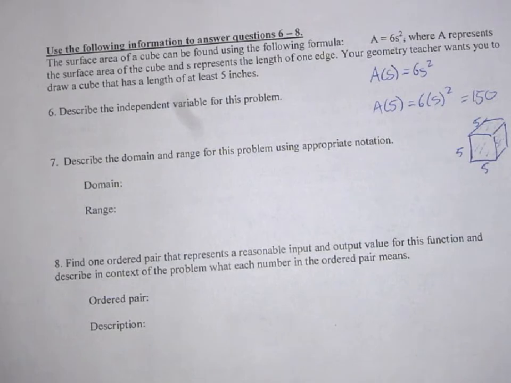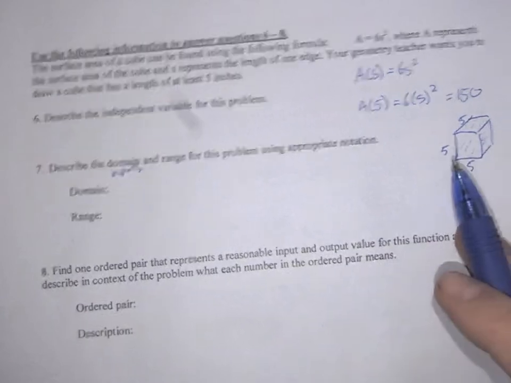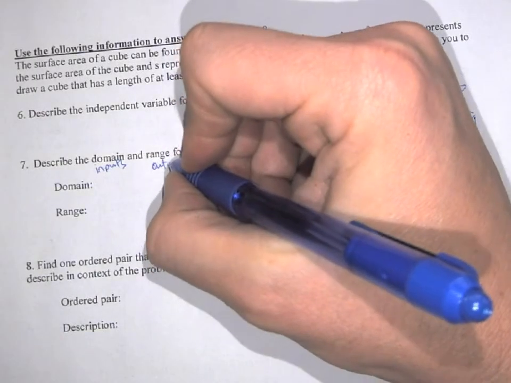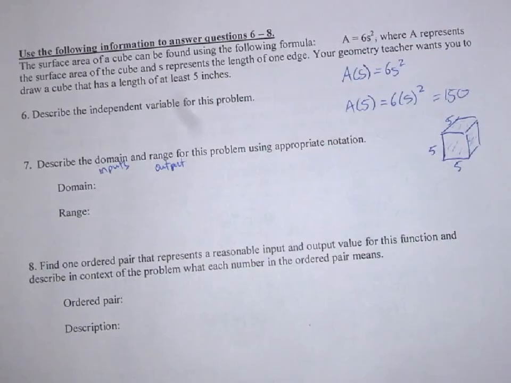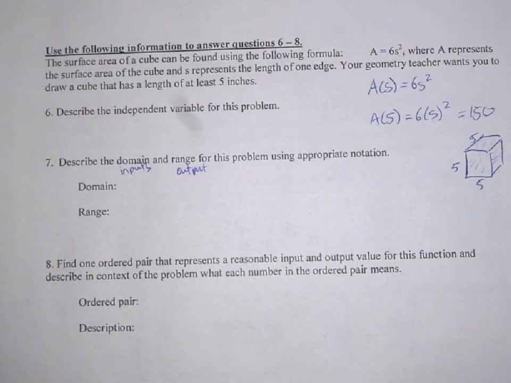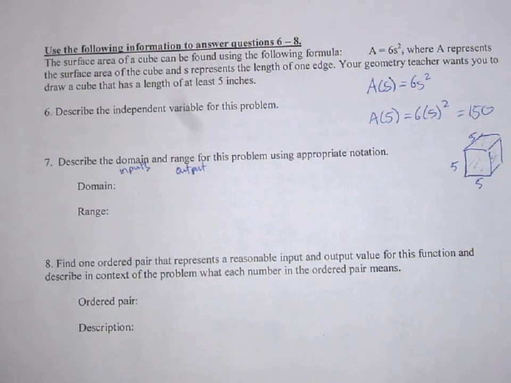All right, questions to ask ourselves. One, what numbers don't make sense? Domain is all the inputs. In this case, that's all the possible side lengths that we can draw for this cube. Range is the outputs. That's all the possible surface areas we can have. Does it make sense to have a negative side length? Not really. Does it make sense to have a side length of 0? No, because we need at least 5 inches, right?